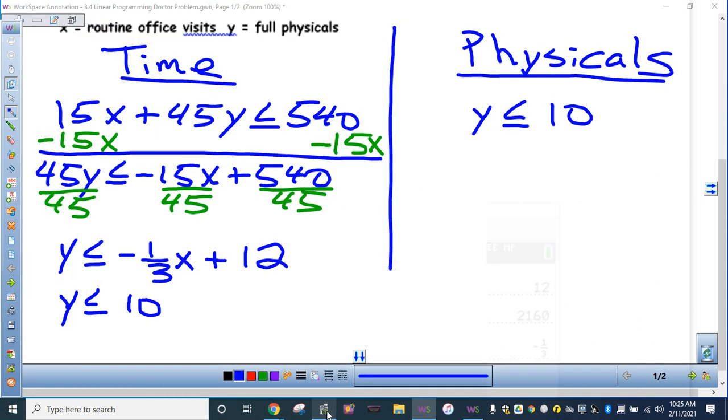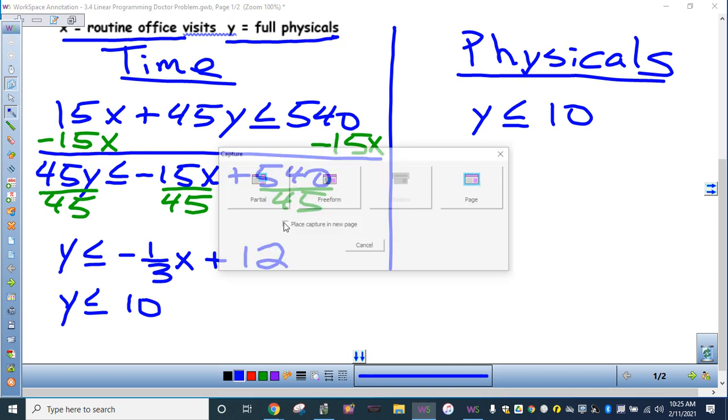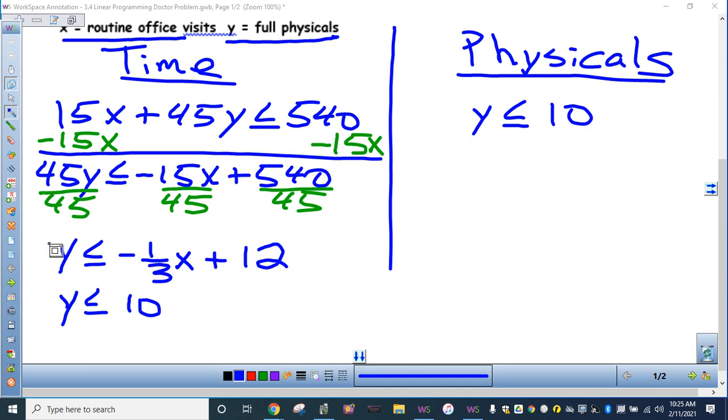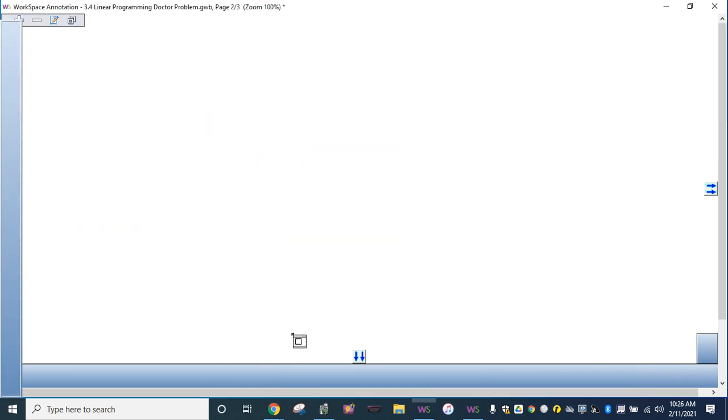What would be the x and the y? Right up here, x is routine, y is full physical. No, so like x is greater than or equal to 0 or something like that? You don't need any x, it's just these two equations. Yeah, that's it. So we're going to graph these things. The weird part about this one, we're going to show you a little graphing calculator trick, which you won't necessarily need for this problem, but you might.